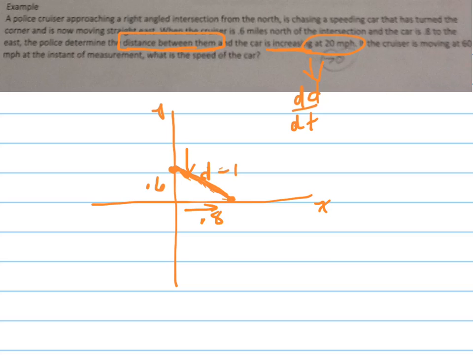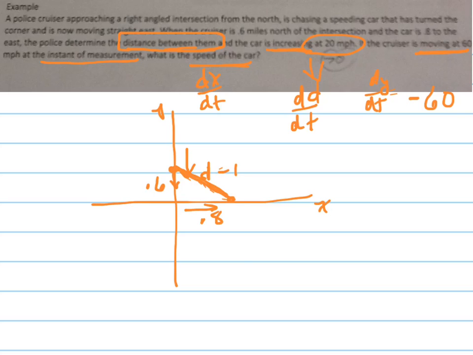If the cruiser is moving at 60 miles per hour, so that's d what? The cruiser is moving, dy/dt. That's dy/dt equals 60 miles per hour. But is that a positive or negative value? Negative. Yeah, it's going down, so that's a negative value because it's going down. The cruiser is moving at 60 miles per hour at the instant of measurement. What is the speed of the car? So what am I trying to find? dx/dt. So those are the variables that I know, and these are the variables I'm looking for.